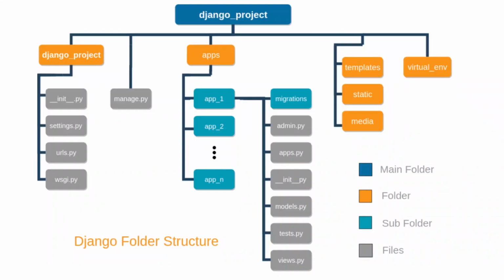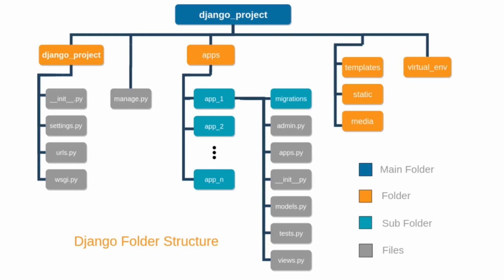This is the folder structure of the Django application. It mainly consists of projects and applications. The topmost folder is the project folder. By default, there will be one application with the same name as the project name. We can add any number of applications inside a Django project. Each application will have a folder under the Django project folder.